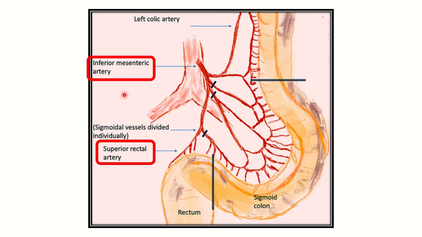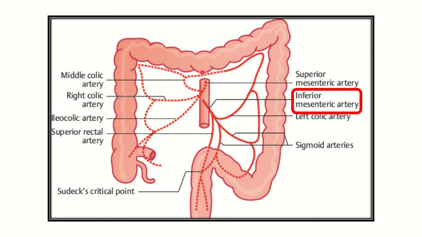This is the inferior mesenteric artery. The inferior mesenteric artery gives blood supply to the left part of the colon, the sigmoid colon, and also the upper part of the rectum. So in the operation for rectal cancer, the superior rectal artery supplies the rectum, and if we ligate above that, we have to ligate here, and it is the inferior mesenteric artery.